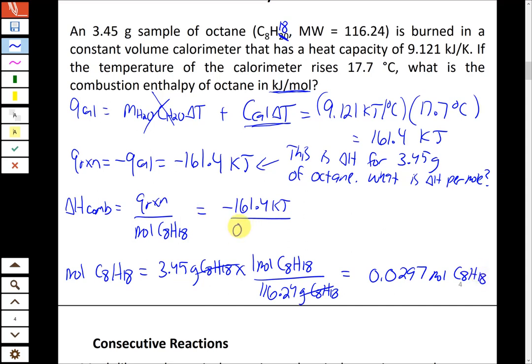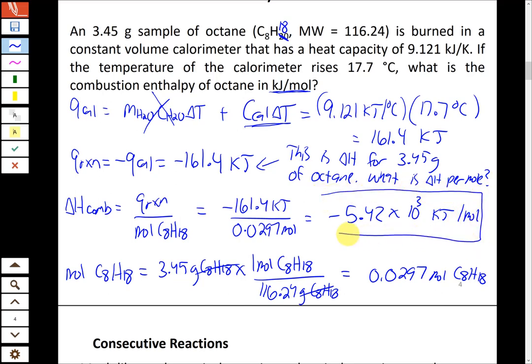So we're going to divide the delta H that we got for that reaction by the moles of substance to get kilojoules per mole. And so it's a pretty big number. The reason that we use things like butane for fuels is because they store a lot of energy. So it's minus 5.42 times 10 to the 3 kilojoules per mole. So that's the delta H when we burn 1 mole of butane, found in this way.